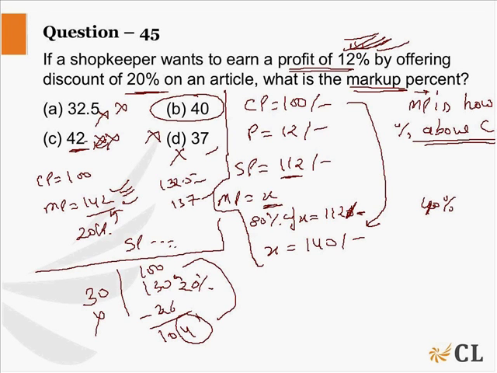Okay. Particularly in this question, there are three options which are straight away ruled out. So only one option is left. Must be a doable question. Okay.